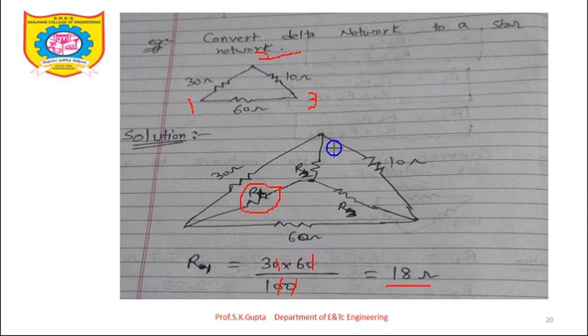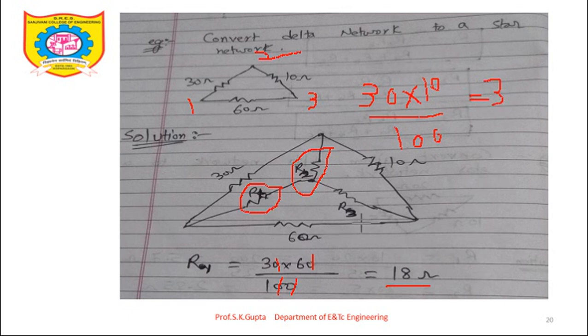Similarly, tell me what is the value of R2 here. R2 is connected to node number 2. Two resistances are present, 30 ohm and 10 ohm. So take the product 30 into 10 divided by sum of all resistances. Sum of all resistances is 100. So 30 into 10 divided by 100. So 0 0 get cancelled. So 3 into 1, 3 divided by 1. So the answer is 3 ohm. So R2 answer is 3 ohm.